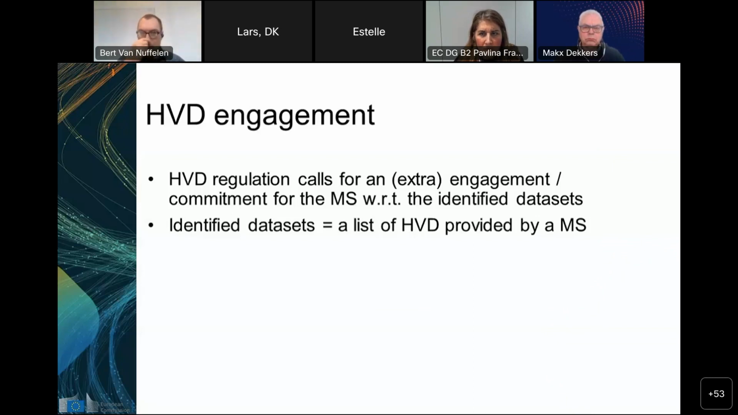The first thing we want to stress is that the high-value dataset is an engagement. It calls for an engagement from each member state to do extra work or continue the efforts with regard to the identified datasets in the annex. For those, you as a member state take up the engagement to make them workable and accessible, in conformance with the legislation. At the point that the regulation is in force, member states have to provide a list of those identified datasets for which they take up this engagement. This is part of the reporting, and it connects the two worlds.